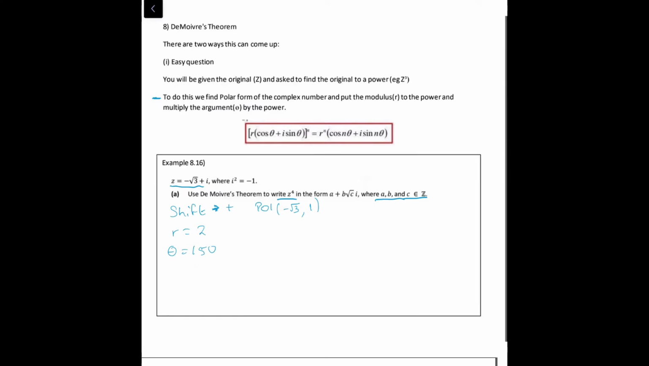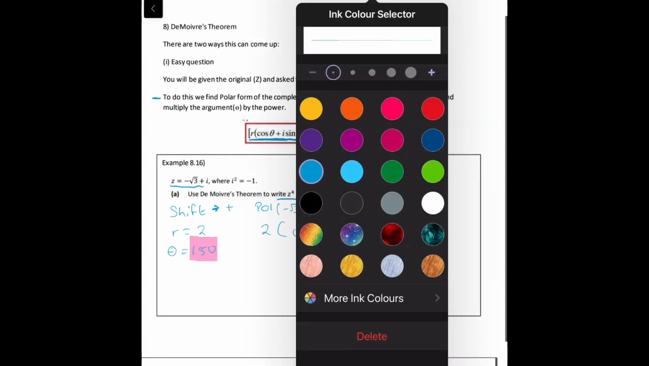The next thing we have to do is put it into our polar form. Our polar form is just what we have written in this red box, r cos theta plus i sine theta. So I have 2 cos of 150 plus i sine 150. The other thing to take note of is if you ended up with a minus here, what you do is you take it from 360.